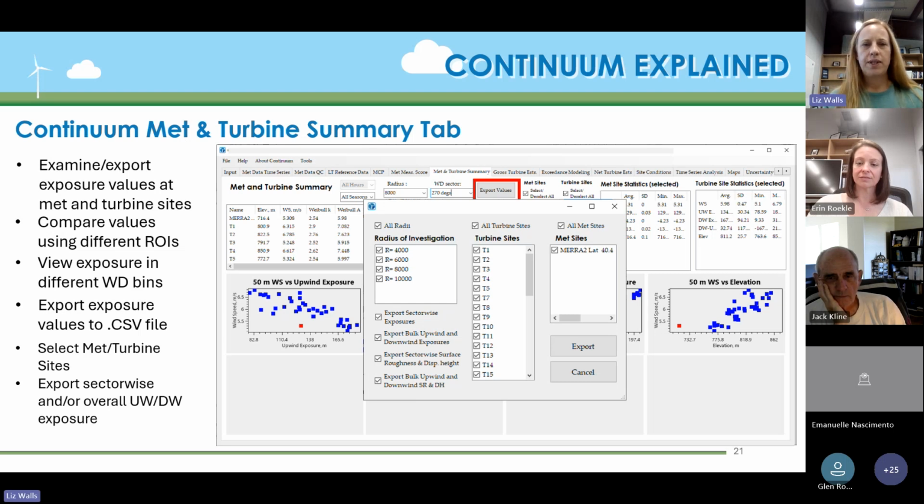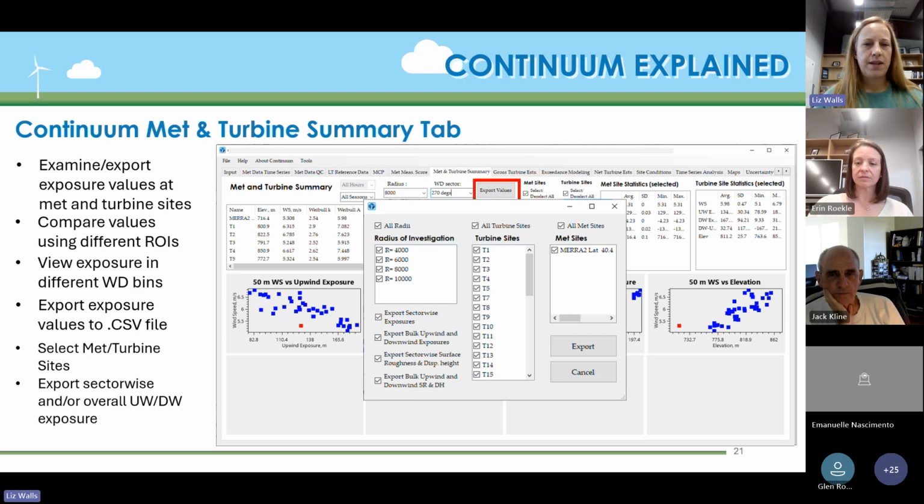By default, when you go to this tab initially, it will have the radius of 4,000 meters selected, but you can pull down this dropdown and view the exposure value at any of the different radii from 4 to 6 to 8 to 10,000 meters. So that's how you view the exposure in different radii. Also, by default, it will select overall for the wind direction sector, which shows the overall exposure that we talked about, which is the sector-wise exposures weighted by the wind rose. But you can pull down this drop-down menu to any of the wind direction sectors to view and inspect the exposures on a sector-wise basis.